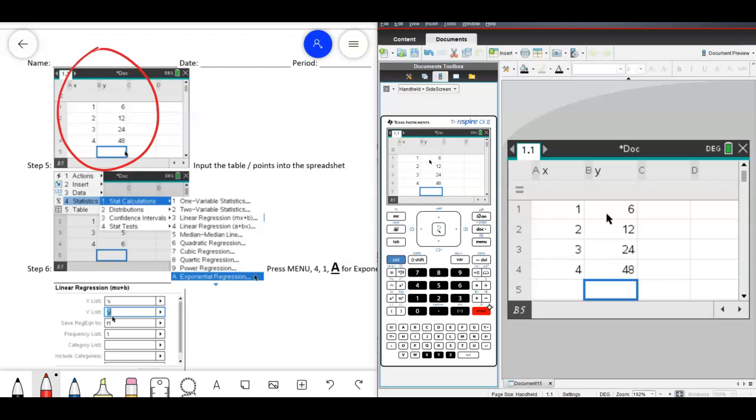Now, if you look at the numbers on the Y side, you can tell it's not adding the same each time. So I do not want to do menu 4, 1, 3. That was straight linear. That's adding, right? I can kind of tell it's going to be multiplying each time, right? So maybe I want to use an exponential regression. Now, step 5, no, step 6.